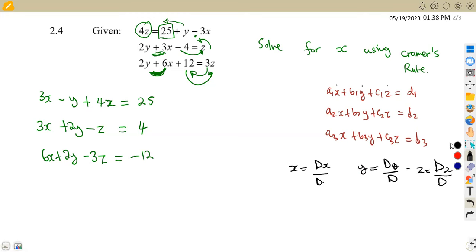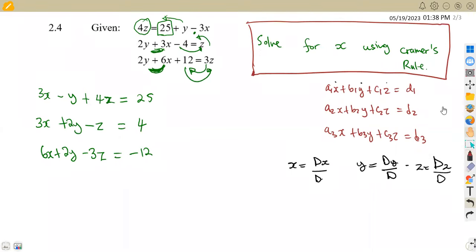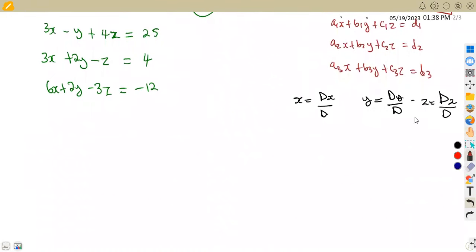So the question is asking us in this case to solve for x. So that means I'm going to be focusing on x. But with the same idea, you can calculate y and z. So what I want you to do is to try and calculate y and z using the same method that I'm going to use to solve for x. All right. So how do I go about it? Just like for the two unknown values that we had, in order for you to have the determinant with respect to x, let me just write it here.